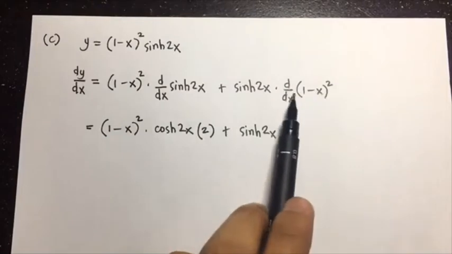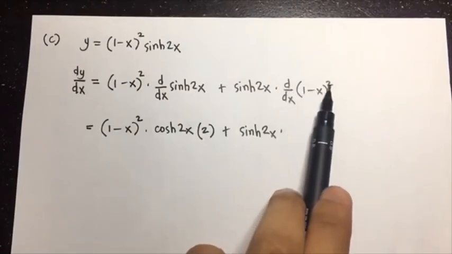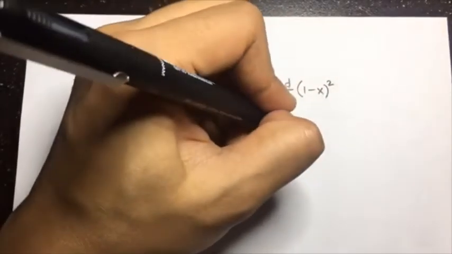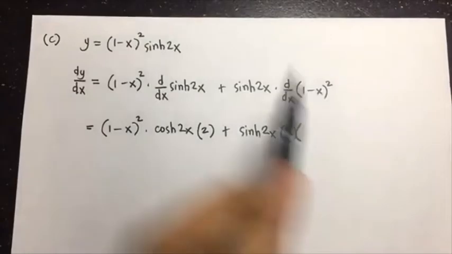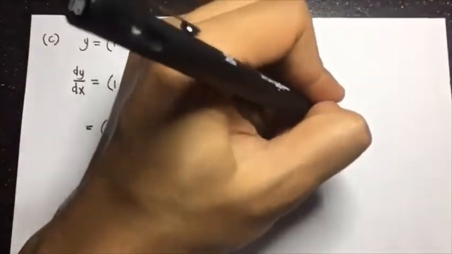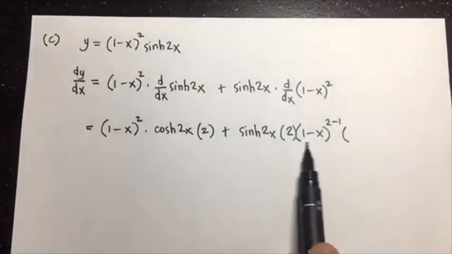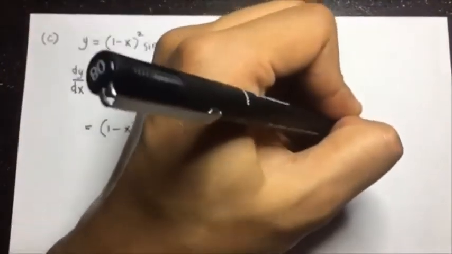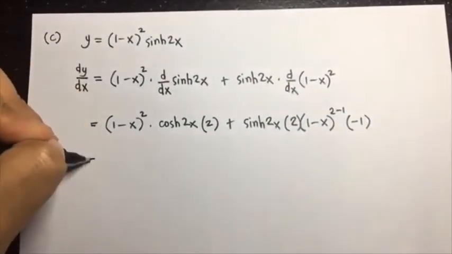So this can be derived using the general power formula. So bring down 2, multiply it as a coefficient, and then copy 1 minus x raised to 2 minus 1, multiplied by the derivative inside. So it's negative 1.